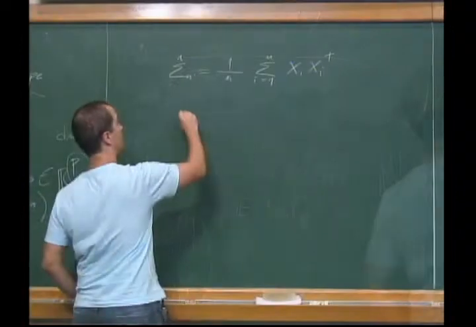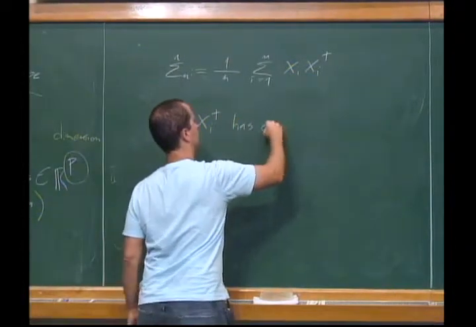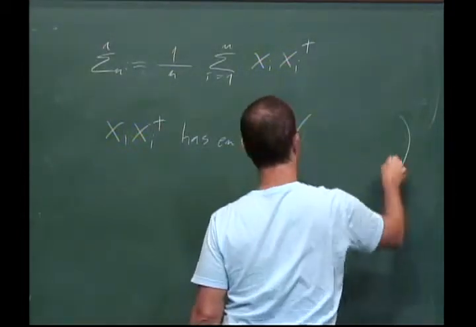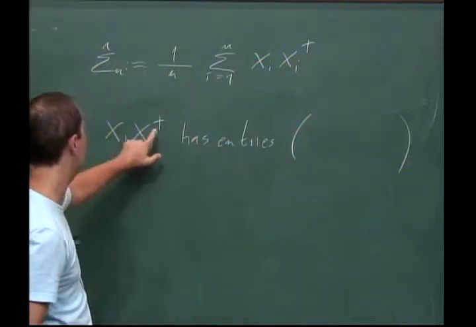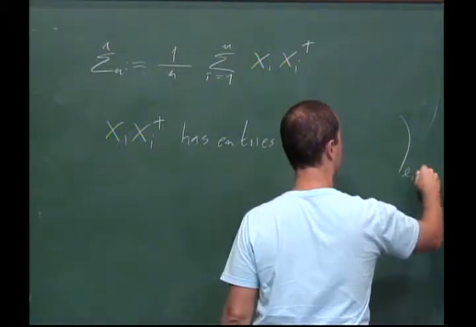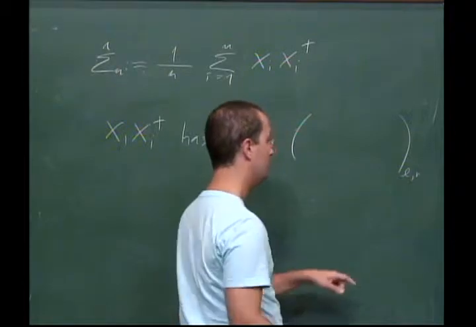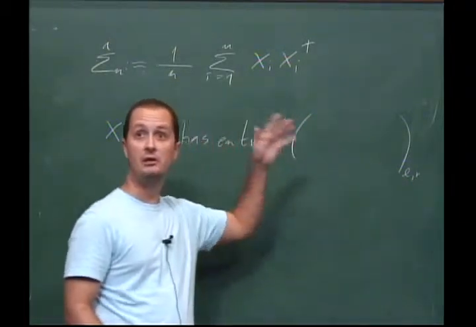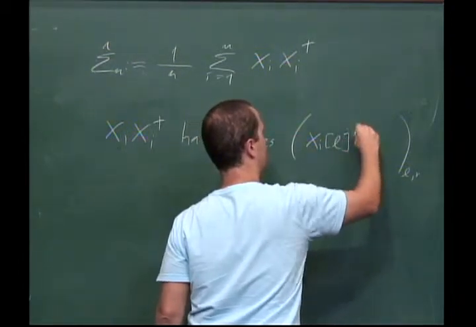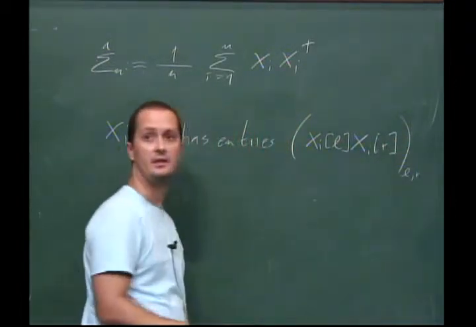And so let's write down the terms of the sum. What are the entries of this matrix here? Well, x_i x_i transpose. If you take two numbers, l and r, you want to know what's the number at position l r of the matrix. This is going to be the l-th coordinate of x_i multiplied by the r-th coordinate of x_i.